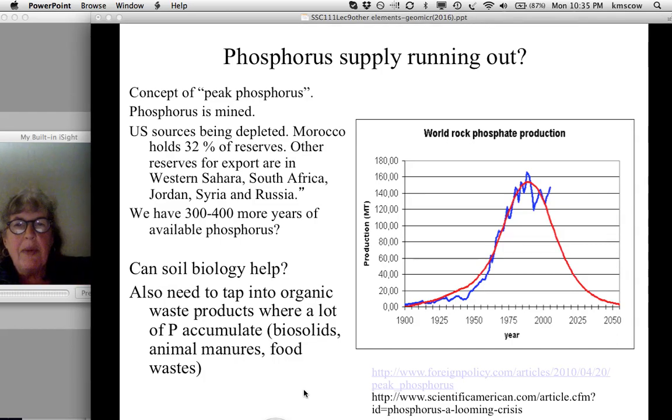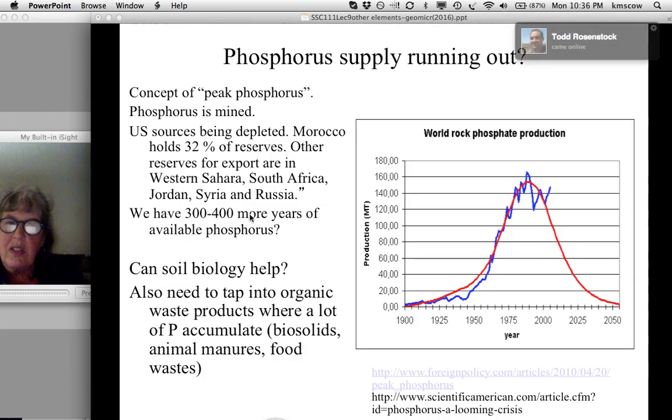Okay, an interesting thing about phosphorus, of course, this isn't quite as simple as people used to think of it, but there is this concept of peak phosphorus. It's important to note phosphorus is a resource that's mined from deposits in the world that have high amounts of phosphorus. Morocco, in particular, has a lot of it, 32% of it, whereas U.S. sources are being slowly depleted, although I think there's recently been found some additional ones. But ultimately, the world is going to run out of phosphorus.